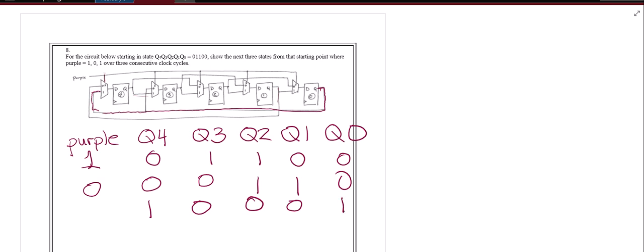Okay, so y'all fill out the last row on your own. So purple changes to 1. Y'all fill out the last row and we'll see if we all agree.